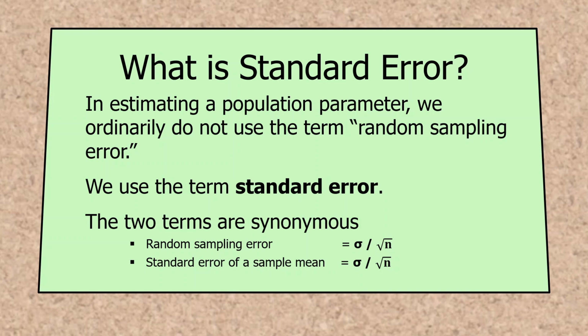Random sampling error is equal to the standard deviation over the square root of n. Standard error of a sample mean is equal to the standard deviation over the square root of n, the bedrock foundation of inferential statistics.